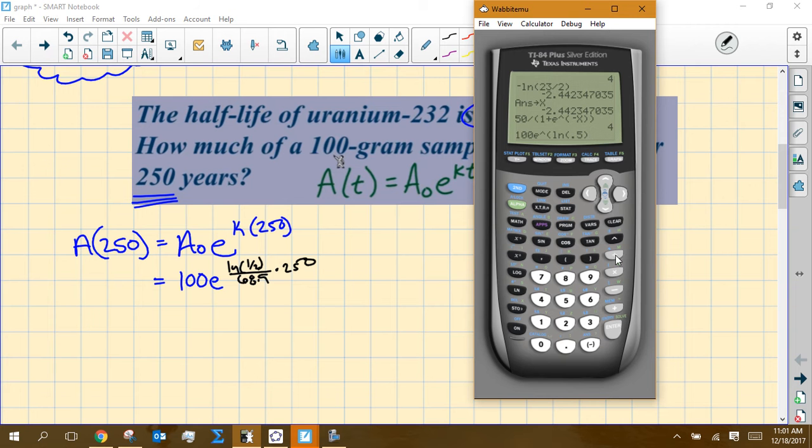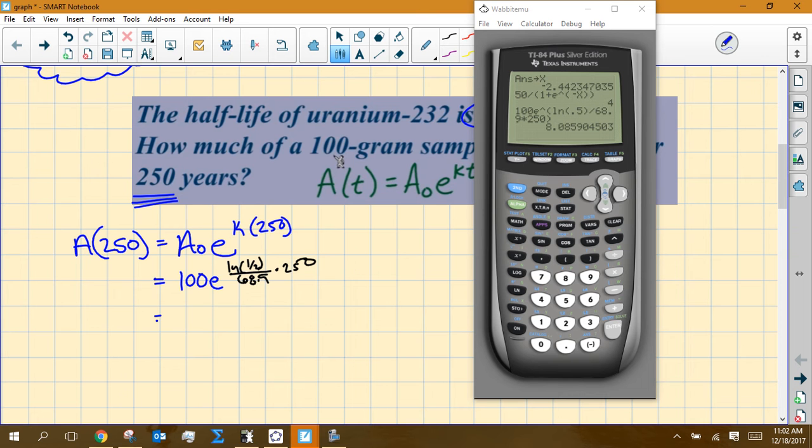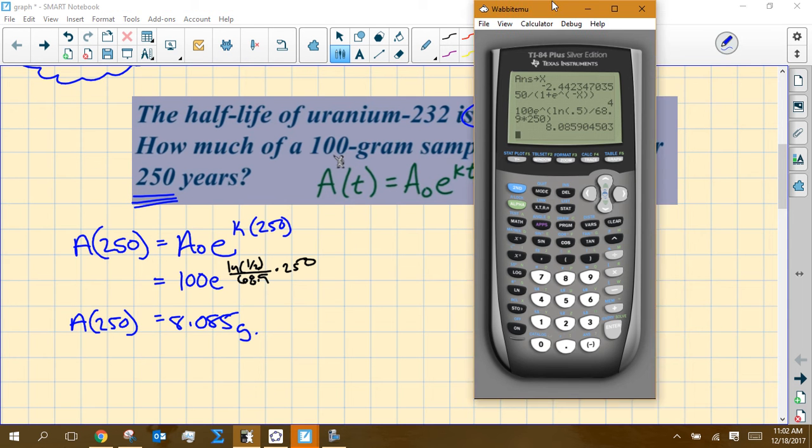Divided by 68.9. And then I think I can just multiply that by 250. Close that parenthesis off for the exponent. And I should get 8.08. Okay, so the amount after 250 years is 8.085 grams. Which kind of makes sense if you think about what we started with.